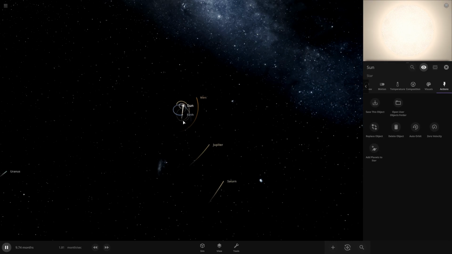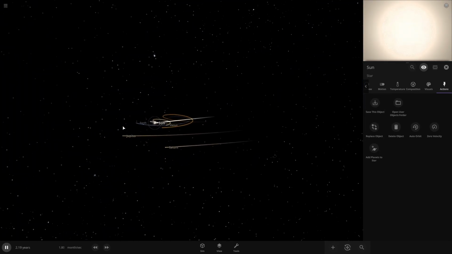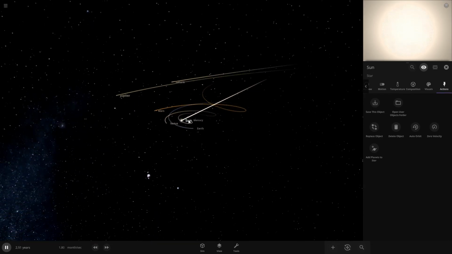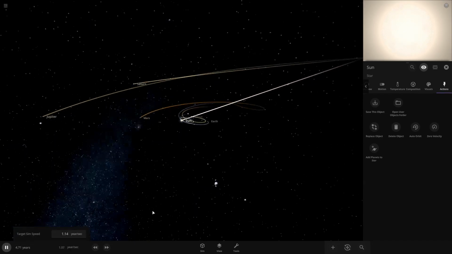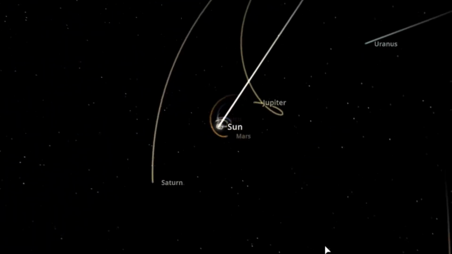So as you can see, everything's kind of following now. The actual tilt of the solar system is about 60 degrees, so everything's tilted 60 degrees. I obviously didn't quite do that right, but as you can see, everything's sort of following along.